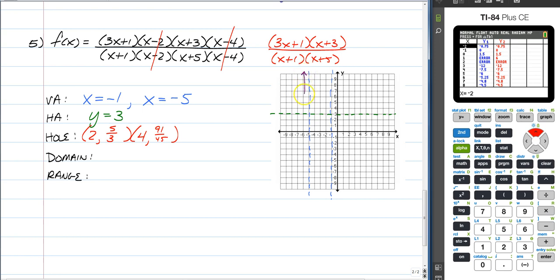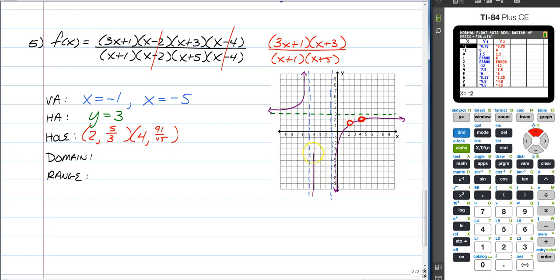We are going to have a branch of the graph over here. We are going to have another branch of the graph over here, but I'm first going to plot my holes. So we have one at 2 comma 1 and 2/3, so that's approximately right here. And we have another one at 4 comma 2.02, so that's practically right here. And for sketching that part, remember, all the points on your graph should follow through those and make sure that you are hitting both of those holes.